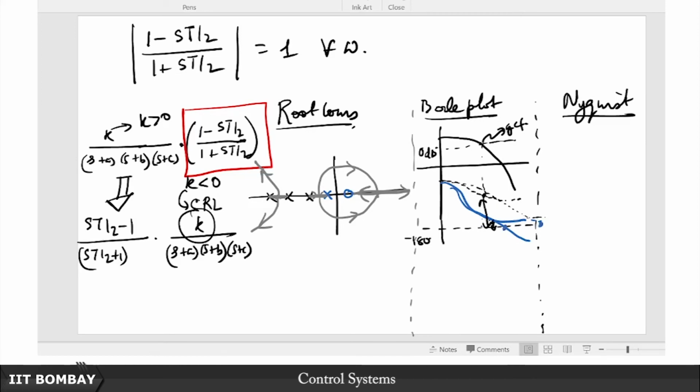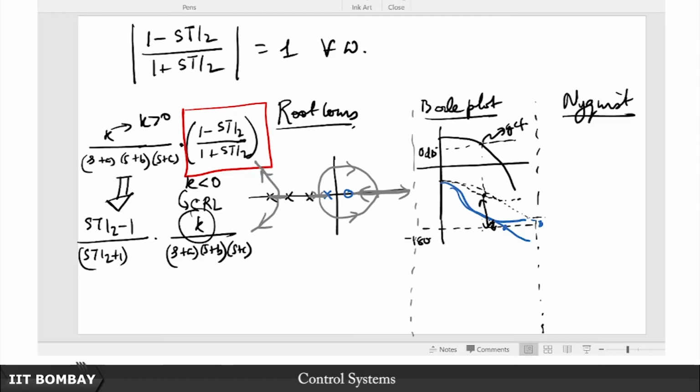Although one of the things does not change, the gain crossover frequency does not change, remember that at the gain crossover frequency the value of phase changes, therefore the phase margin changes. What else changes? Of course the phase crossover frequency will change. Because of this additional phase lag due to the time delay like term, the phase crossover frequency now moves to the left.